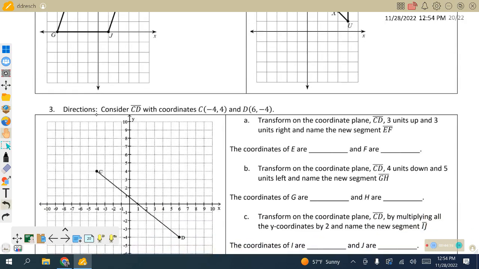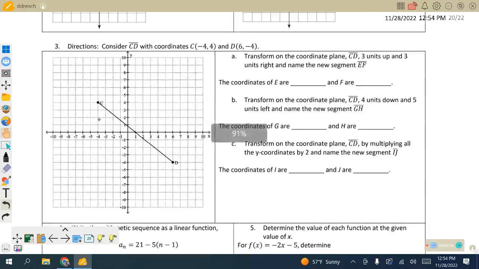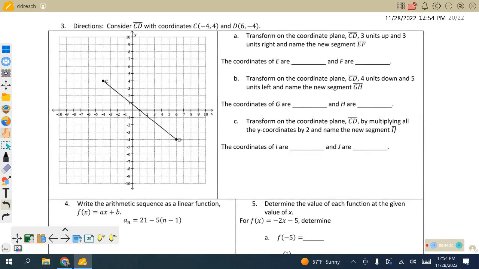1 and 2 you guys come back to. Number 3 right here. We just did this in the notes a few minutes ago. If you follow the directions to get those lines, you should be fine. Now on letter A, let's do that one, and then I'll let you do B and C. We want to transform to create CD by doing what? 3 up and 3 right.